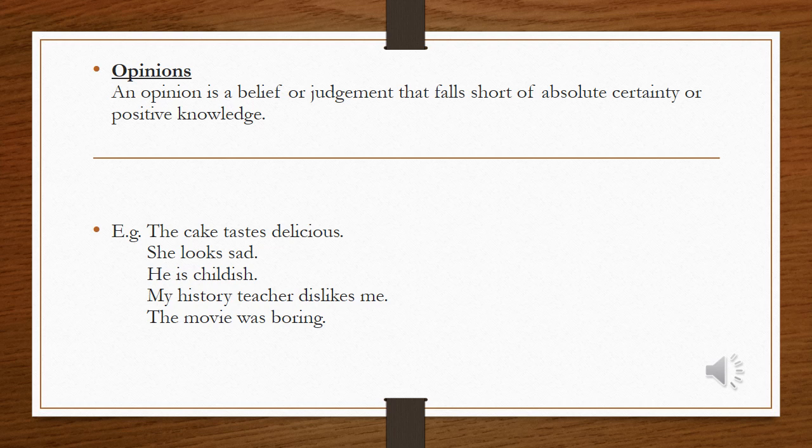The second one, opinions. An opinion is a belief or judgment that falls short of absolute certainty or positive knowledge. Some examples. The cake tastes delicious. To me, the cake might be delicious, but to you it might taste terrible. She looks sad. He is childish. My history teacher dislikes me. The movie was boring. You might have loved the movie, but to me it was extremely boring. That is our own opinion regarding the movie.